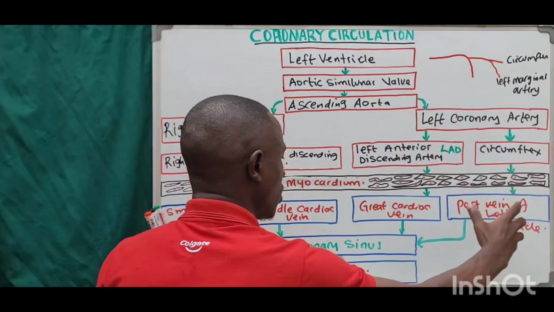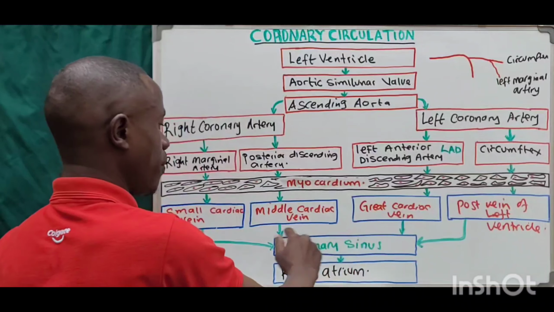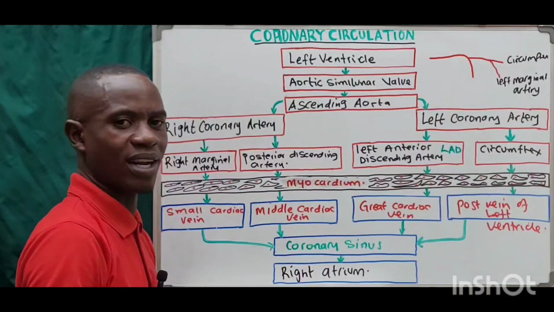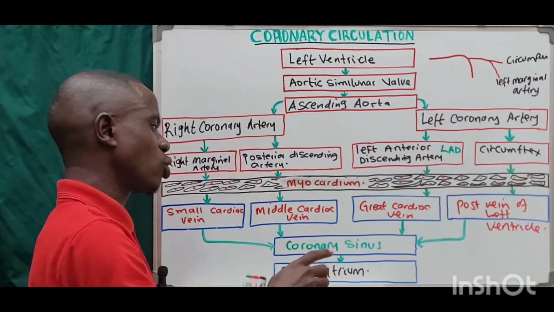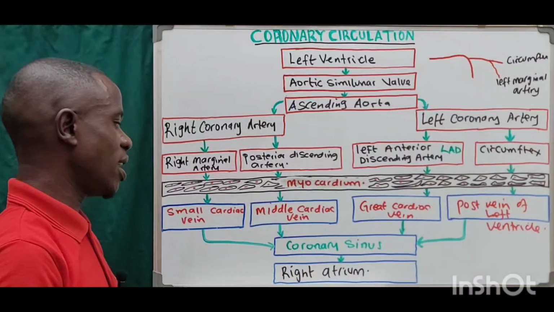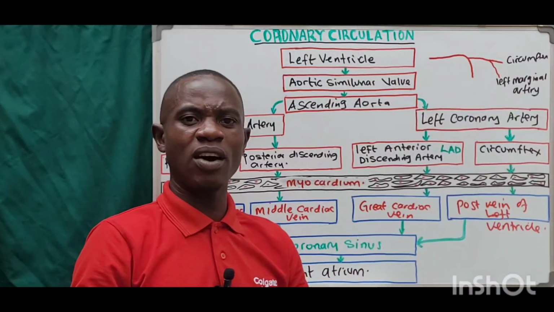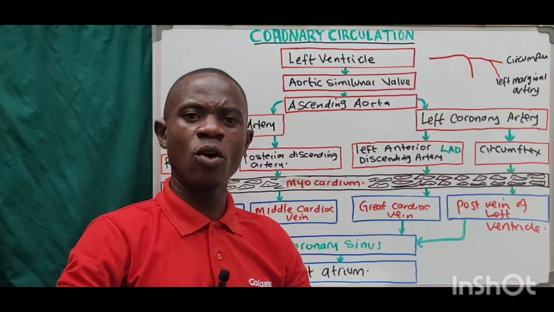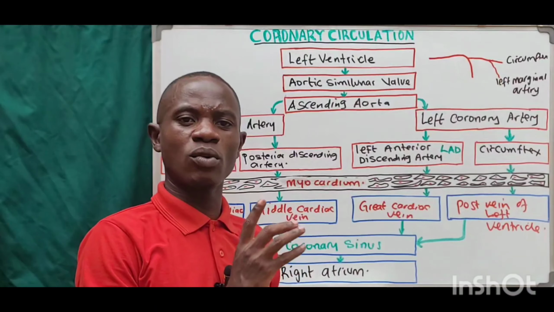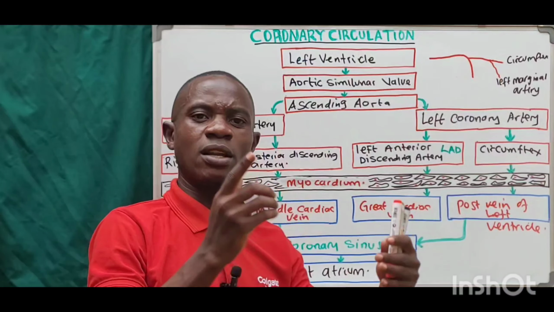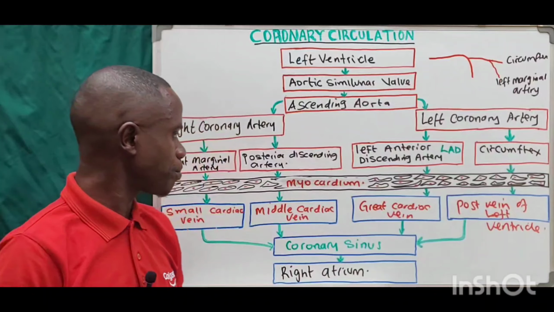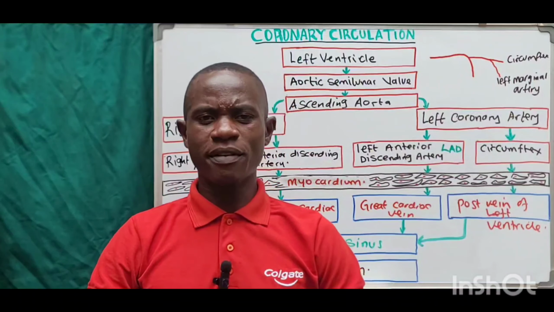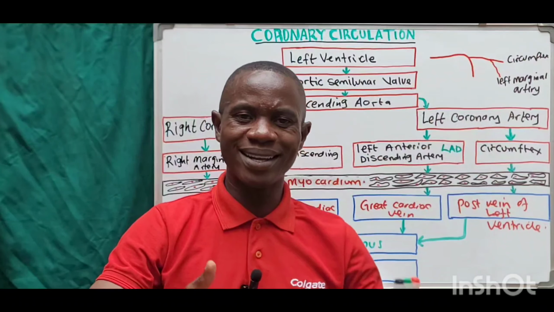Eventually, all the deoxygenated blood will converge to this big vein which we are calling the coronary sinus, and then the coronary sinus is going to be opening into the right atrium. And of course, the right atrium will allow the blood to pass the tricuspid valve into the right ventricle. And then the right ventricle will squeeze this blood into the pulmonary circuit to drop carbon dioxide and pick up oxygen. Okay? So in this video, we have covered the coronary circulation.